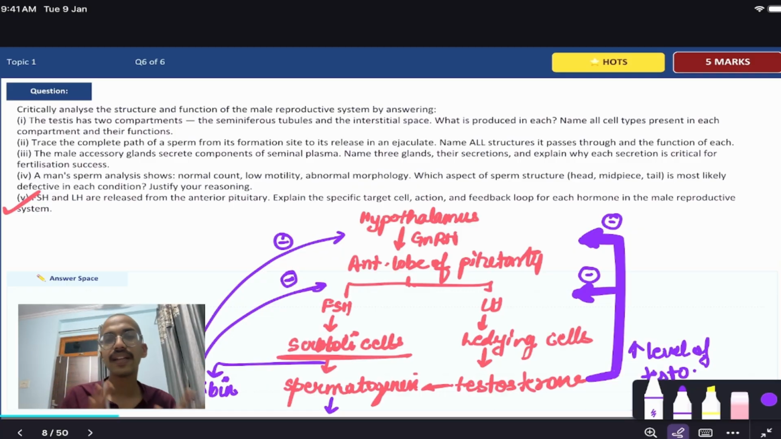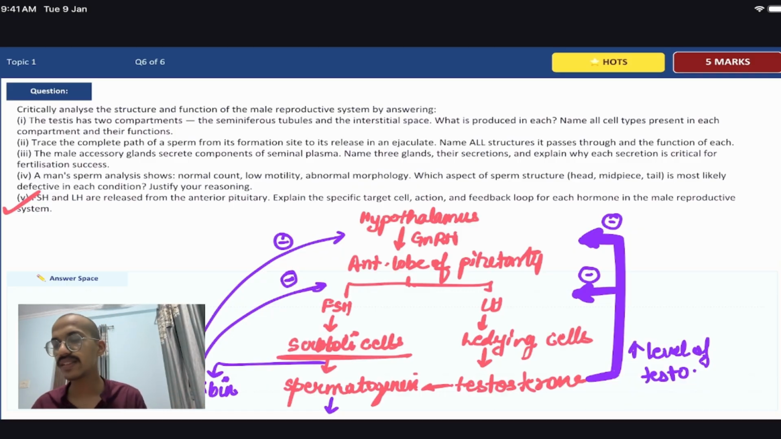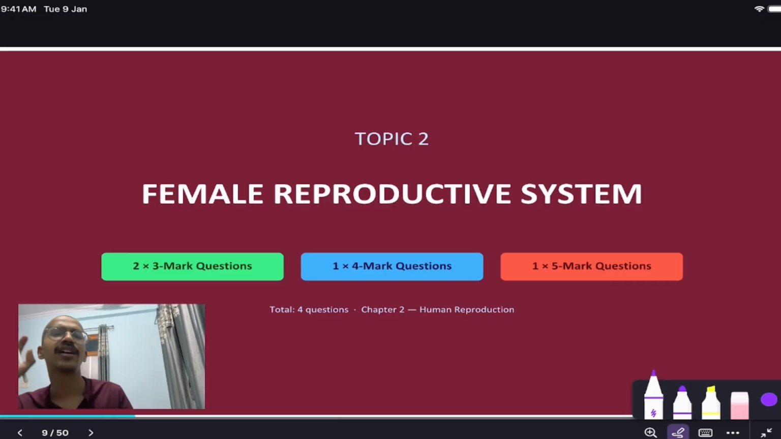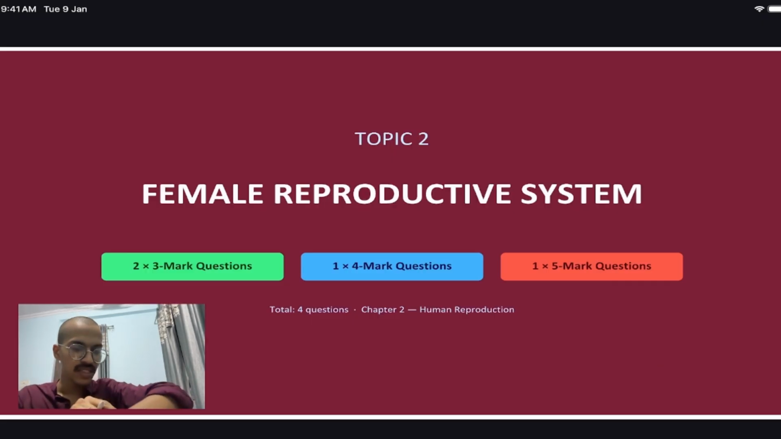Okay, so that depends upon the situation. So you have to make this and write about it. Okay, moving up to the next topic, that is the female reproductive system.